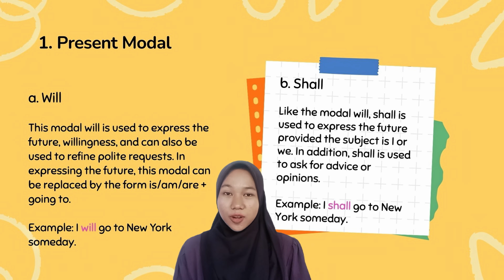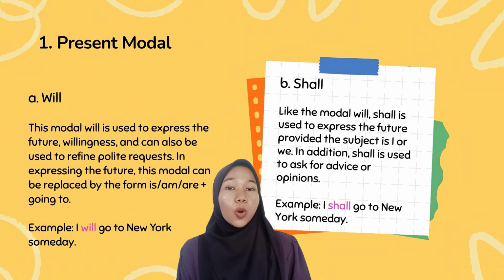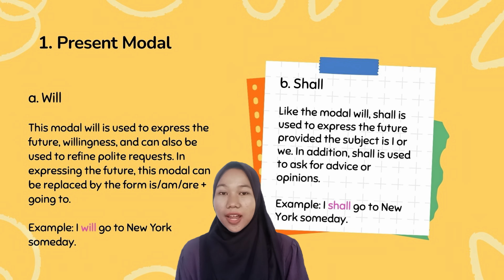There are six modals in present modals. Now let's start with will and shall. Will. The modal will is commonly used to express future actions, willingness, and polite requests. When we talk about the future, we can also use the structure is, are plus going to as an alternative to will. For example, I will go to New York someday.